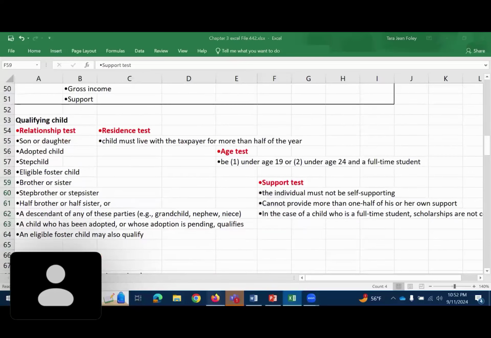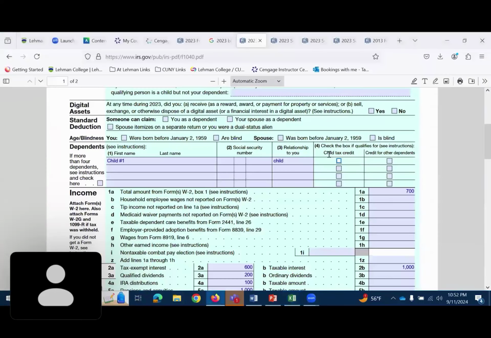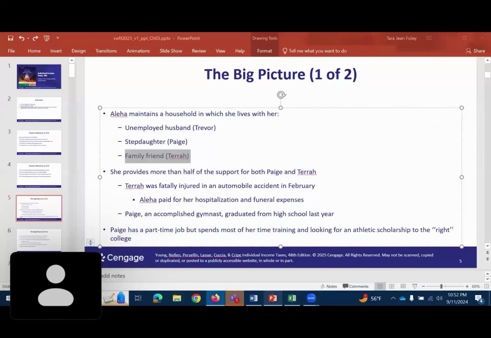And the idea is, why do we care? Because if they are a child dependent, they can get the tax credit, which gives them another deduction on their tax return. If they're another dependent, they get the credit to reduce their taxes on their tax return.